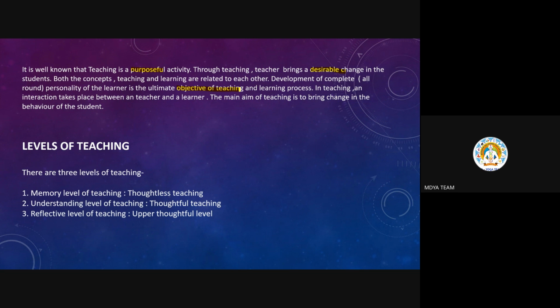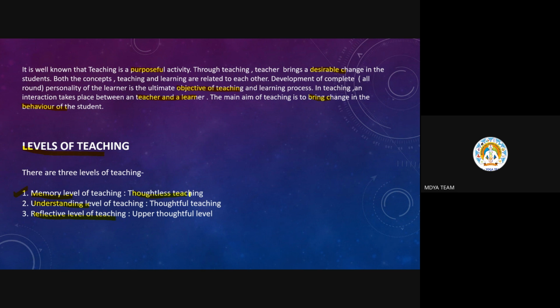In teaching, an interaction takes place between a teacher and a learner. The main aim of teaching is to bring change in the behavior of the students. So these are the key points: purposeful, objective of teaching, desirable change, change in behavior. All of these are associated with teaching. Now the levels of teaching, very important. There are 3 levels of teaching: memory level, understanding level, and reflective level. As the name suggests, memory level of teaching is thoughtless teaching.